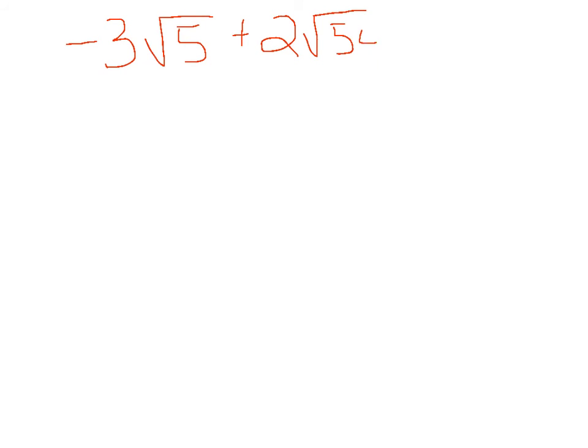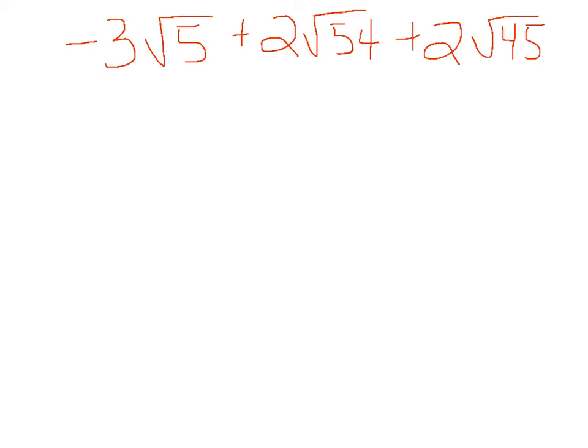Okay, this is the last example that I'm going to do. We're going to do negative 3 times the square root of 5 plus 2 times the square root of 54 plus 2 times the square root of 45. In order to combine these three, to add these three together, they have to have the same radicand. In other words, the same number underneath the radical. Right now, they all have different numbers.